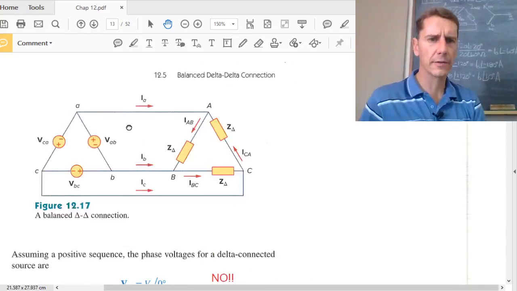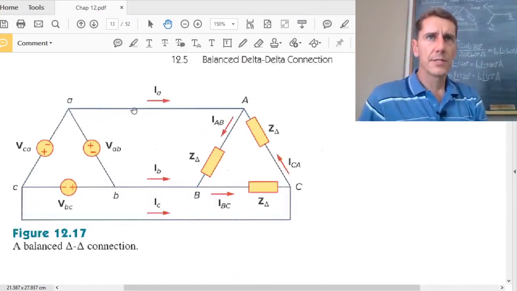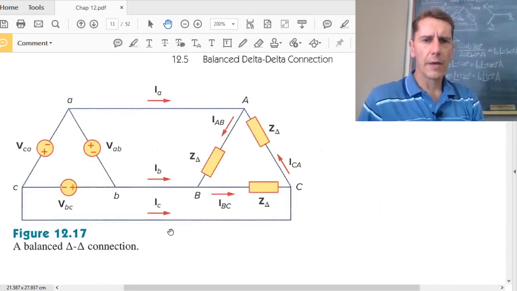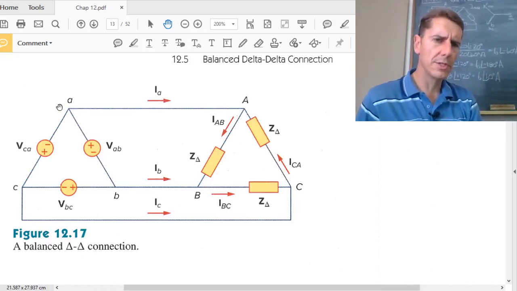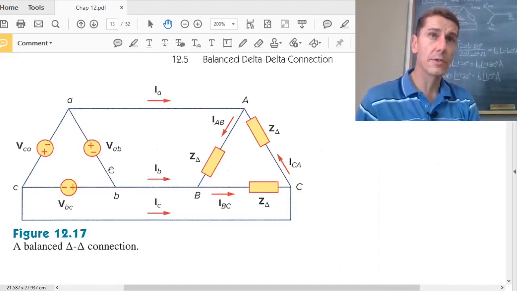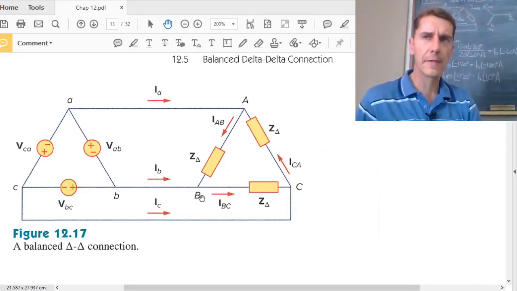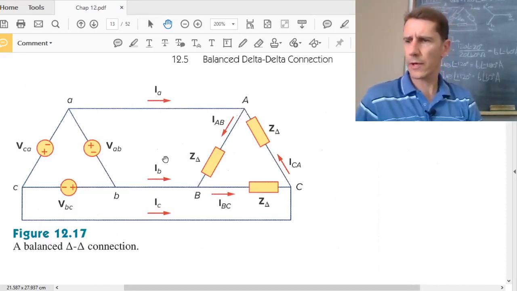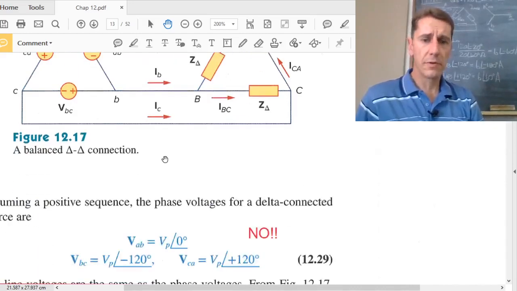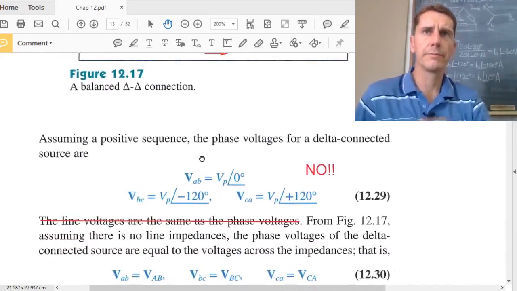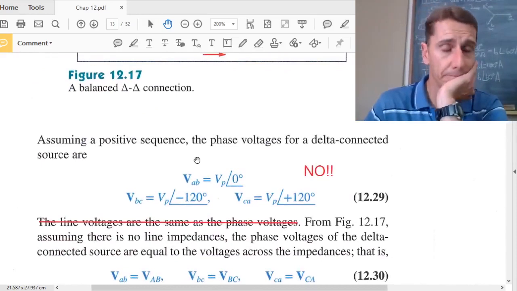So here's our Delta-Delta circuit. We've got line currents IA, IB. I've got my delta currents IAB. I've got line-to-line voltages, lowercase AB because it's on the supply side. Uppercase AB would be on the load side, like in the example on the board that we just did. Z deltas, and again, all we want to calculate are the different voltages.